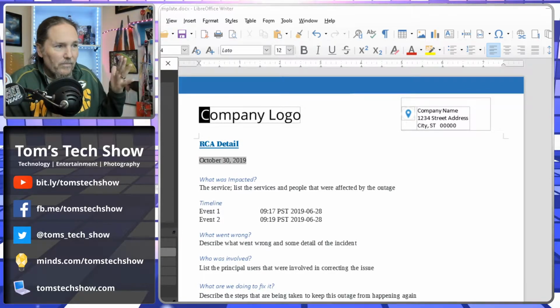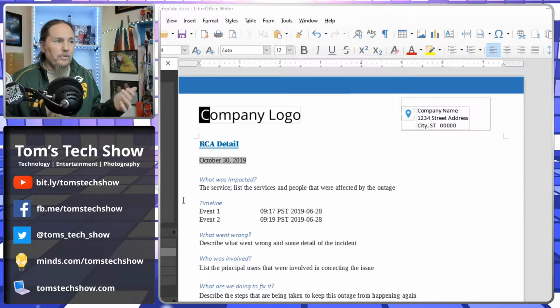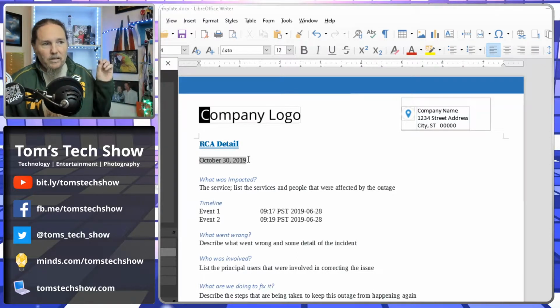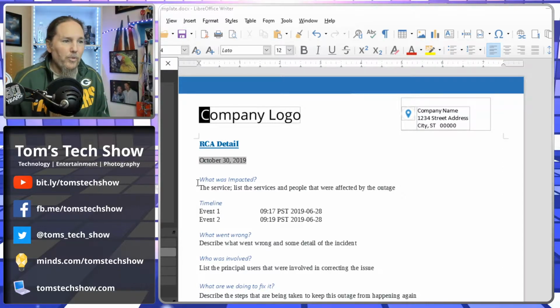Okay, first we have the date. I put the date here. This is the date of the report, not the date of the incident, so that we know how long it took for the report to come out, or the last time it was edited and updated. Then, first things first, what was impacted?